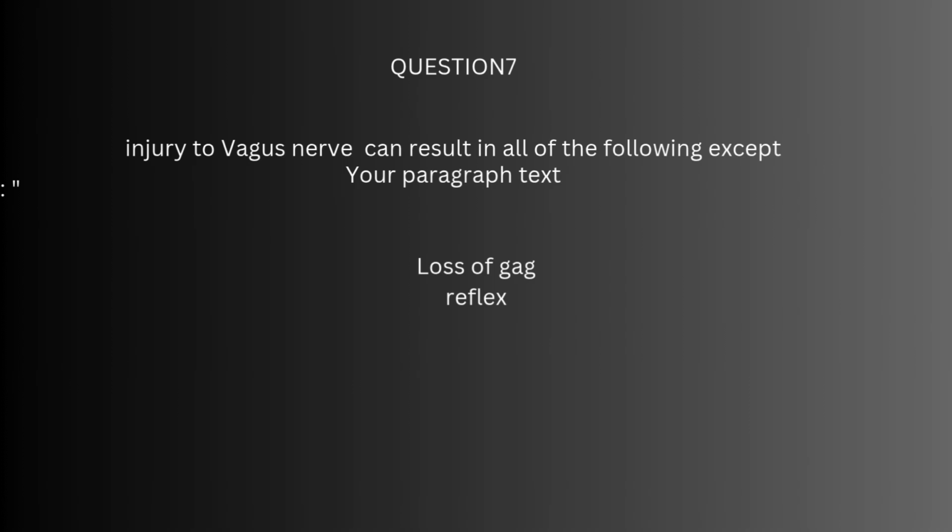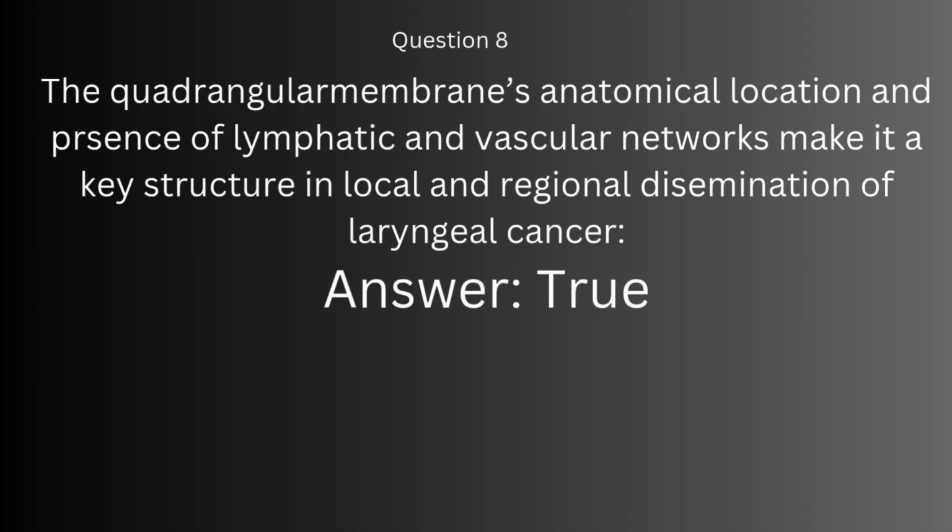And then we come to the seventh question. Injury to the vagus nerve can result in all of the following except. So if there is injury to the vagus nerve, there can be hoarseness of the voice, there can be dysphagia, and there can be hypotension. But the loss of gag reflex does not occur. So loss of gag reflex is not a sign of injury to the vagus nerve.